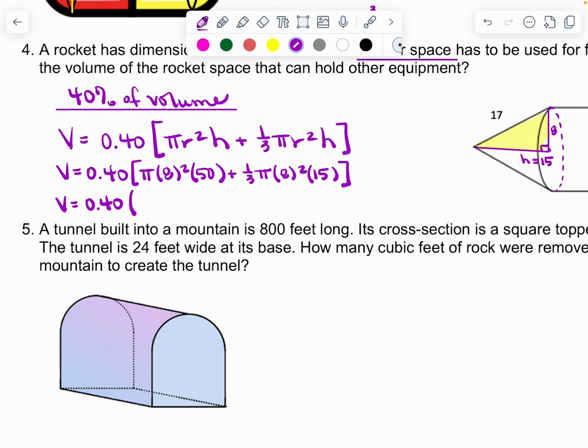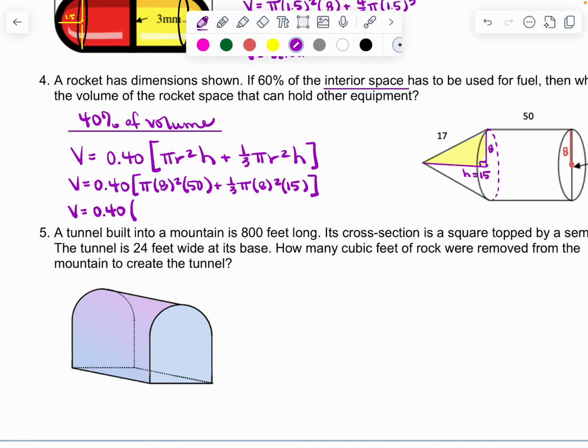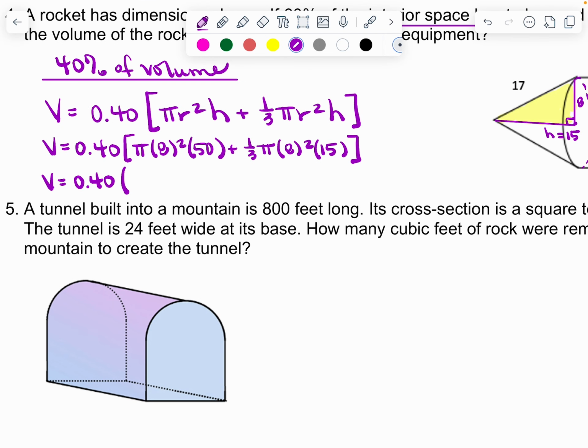Now we just get to throw all of that in our calculator. Again, I like to take that in baby steps and do one term at a time so I don't mess things up. So here we go. I'm going to do 8 squared times 50.